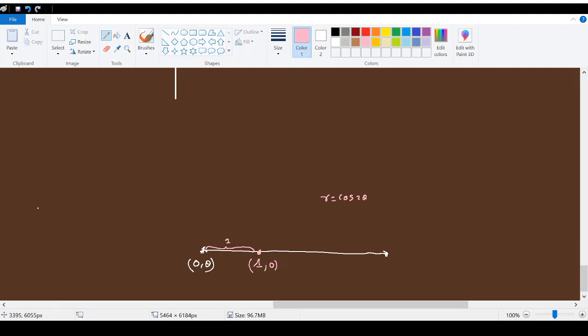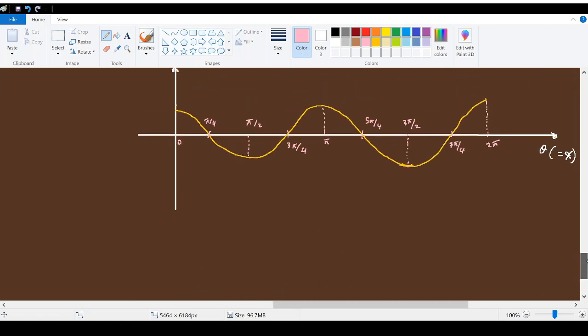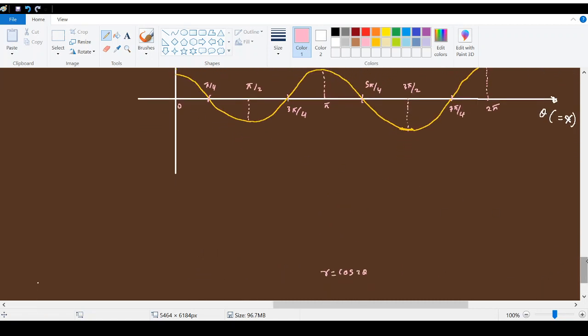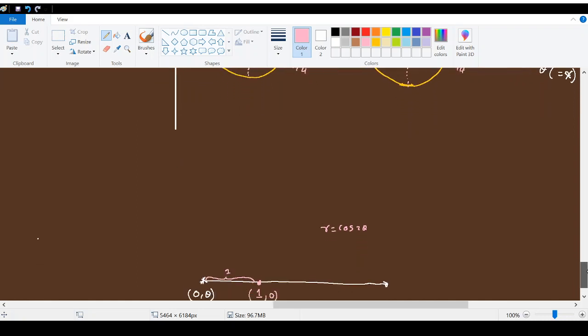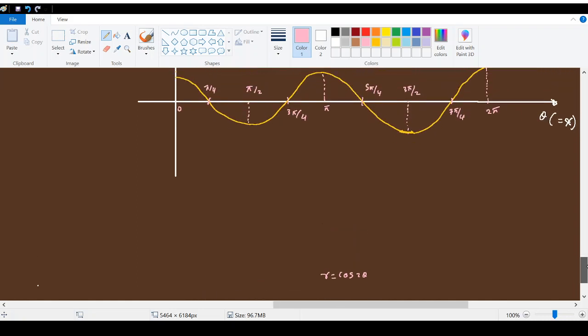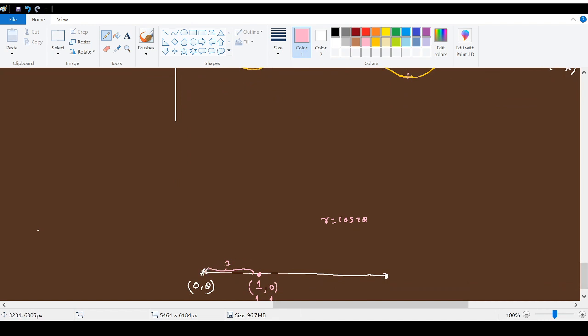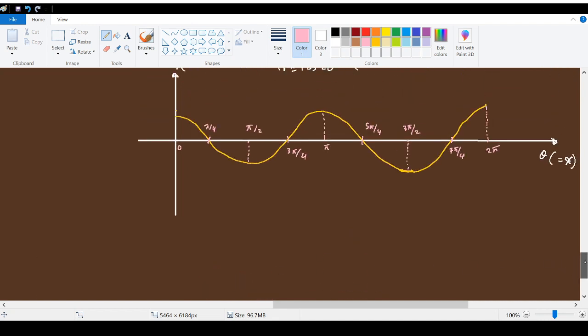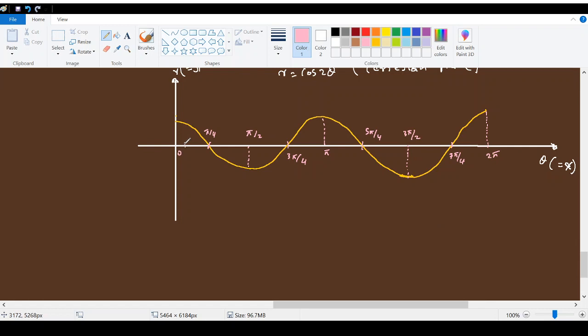Now this is not a coordinate in the Cartesian system. This is a coordinate in the polar system. This represents the value of r and this represents the value of theta. You should not mix these things up. And then when theta is pi by 4, r should go to 0.